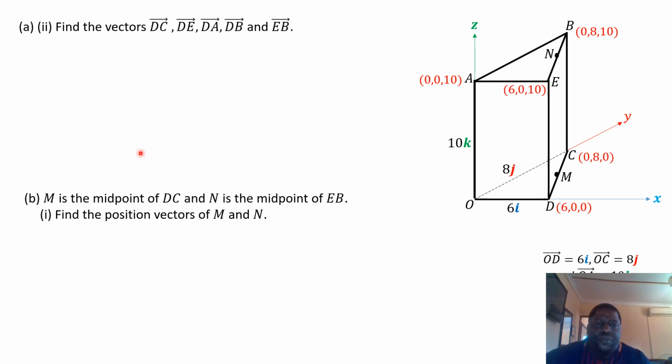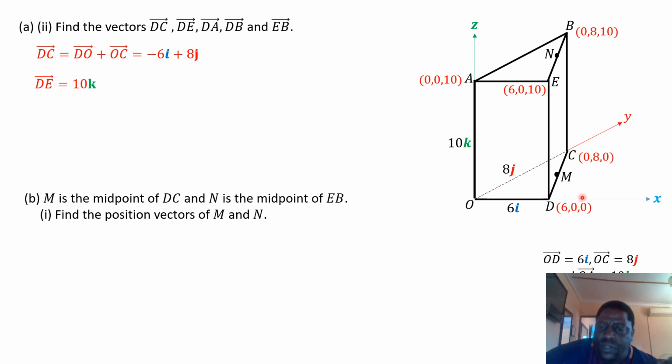Now, if you were to look at my diagram, they say find the vectors DC, DE, DA, DB, EB. DC, the vector D to C. Remember, to go from D to C is the same as going from D to O and then plus OC, or DC would be second position point minus first one. Okay, right? You can get to the answer.